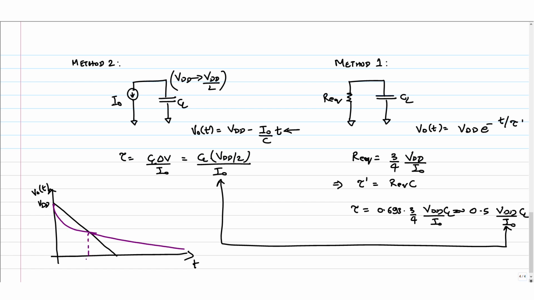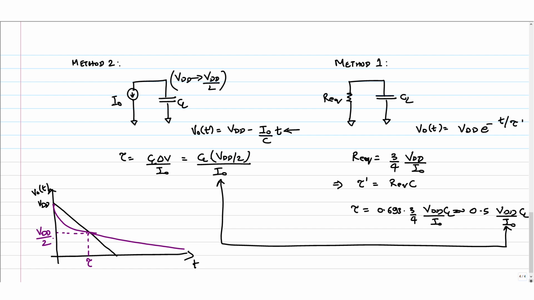Asymptotically, it will go down to this thing. So this is my delay tau, and this is VDD by 2. So the two models give the same answer at that particular instant of time. At any other instant, the two models are different, right? The delays are the same.